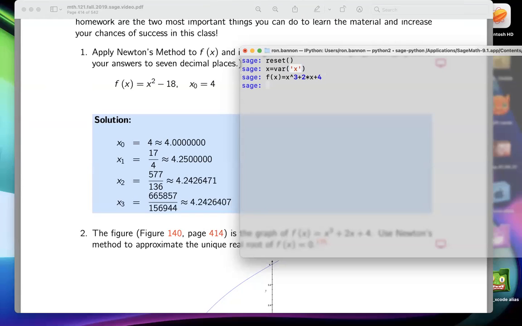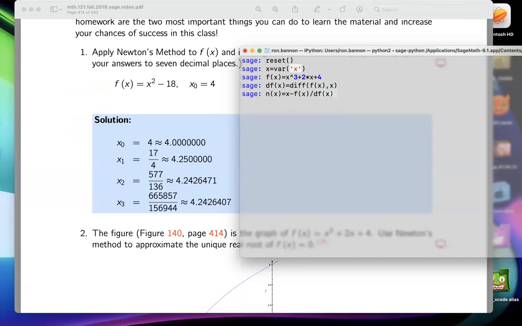I need to write its derivative down. So I'm going to say df of X is going to be assigned the derivative of F of X with respect to X. Return. Okay. Now what do I have to do? Well, I think I'm ready to write down Newton's formula. What's that going to be? Newton's formula N of X is going to be a function X minus F of X divided by df of X.